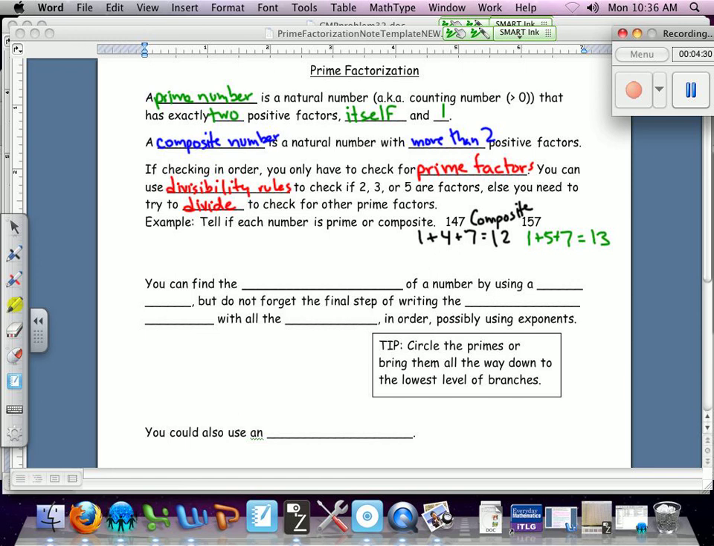I don't have to check 6, because 2 and 3 would have gone into it already, but I do have to check 7. Try to divide 7 into 157. Let's see, the 7 goes into 15 twice, that's 14. I subtract, get 1, bring down the 7. 17, 7 goes in twice, that's 14, is going to have a remainder, so that doesn't work.